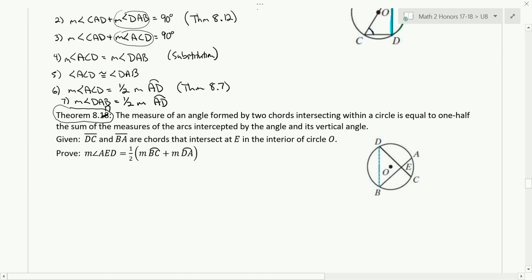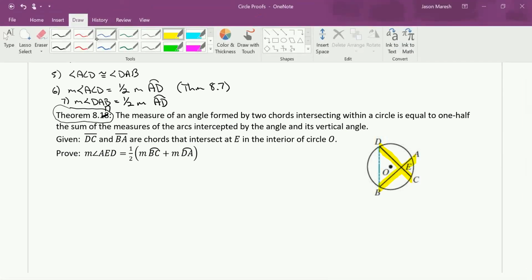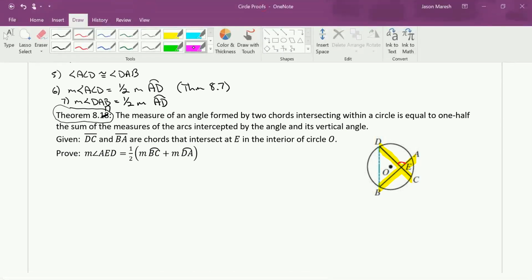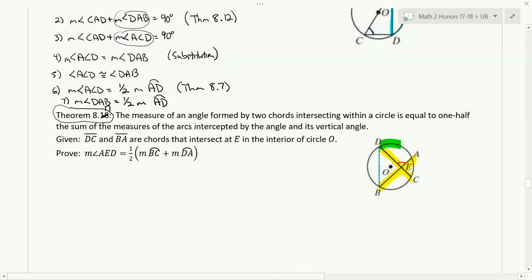So we have our two chords, DC and BA, and say we want to find one of the angles between those chords. So if we're focusing on right here, the angle DEA, then what the theorem says is, if we find the measure of arc DA and find the measure of arc BC, add those together and divide them by 2, then we'll get our angle that we're after. Okay, that's what the theorem's saying.